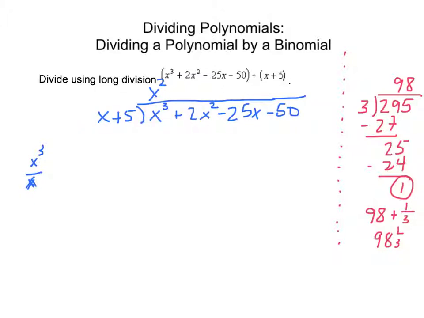X squared times x is x cubed. Line it up underneath the x cubed. But you got to also multiply x squared times 5. So that's like over here, that's like this 9 times 3, 27. Now I have to subtract. So I put parentheses around it, and I subtract straight down. X cubed minus x cubed cancels. 2x squared minus 5x squared is negative 3x squared.